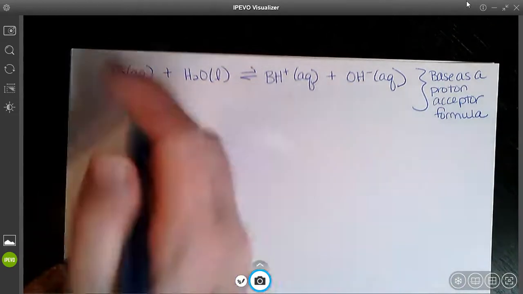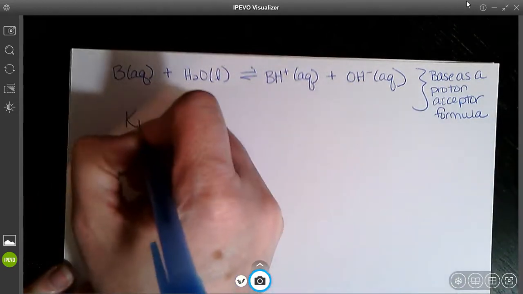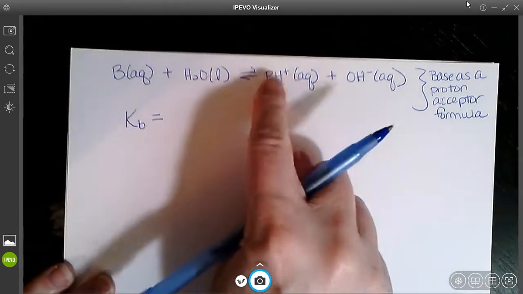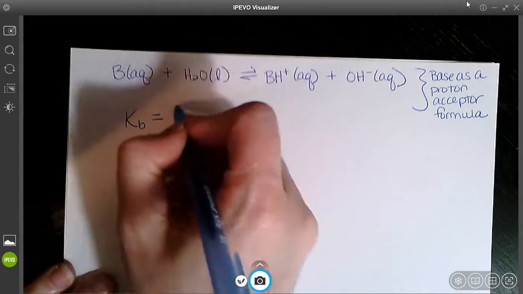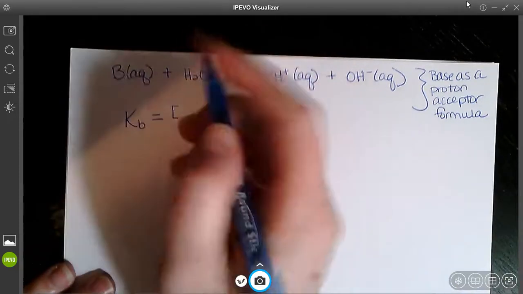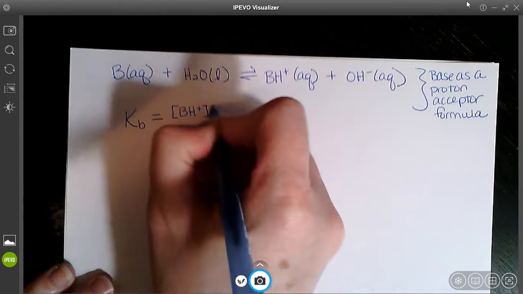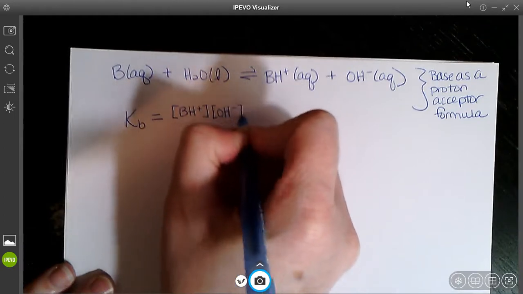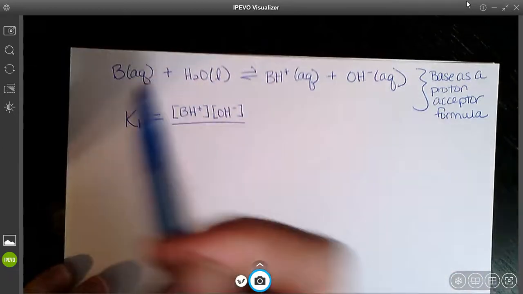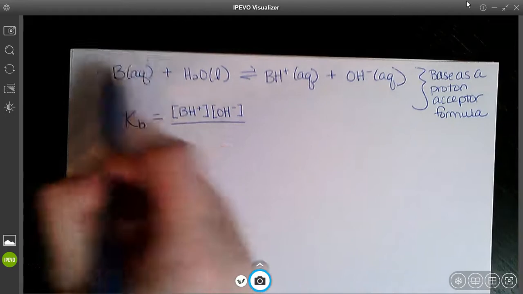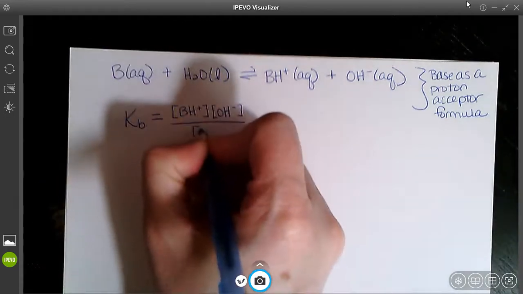From this equation, we can now come up with our equilibrium constant for a base. So it's a Kb. It's always the concentration of your products raised to their coefficients, but for here I don't have any. And divided by anything that's not solid or liquid on the reactant side. So it's just going to be the concentration of your base.